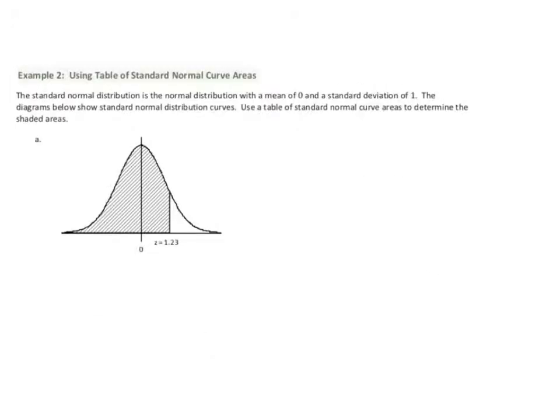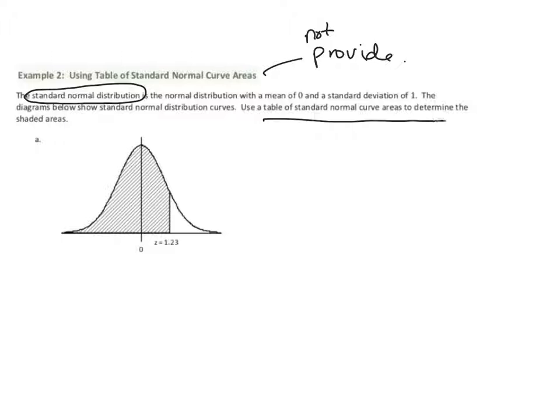All right, example 2, using a table of standard normal curve areas. I did not provide this for you, so let me talk through this example, but we're not going to finish these next few slides. The standard normal distribution is the normal distribution with a mean of 0 and a standard deviation of 1. Okay, this is a definition. The diagrams below show standard normal distribution curves. They're perfectly standard, normal, symmetrical. Use a table of standard normal curve areas to determine the shaded areas. Okay, you don't have these.